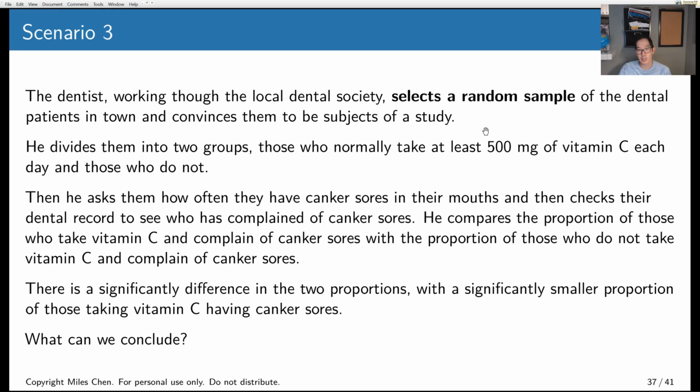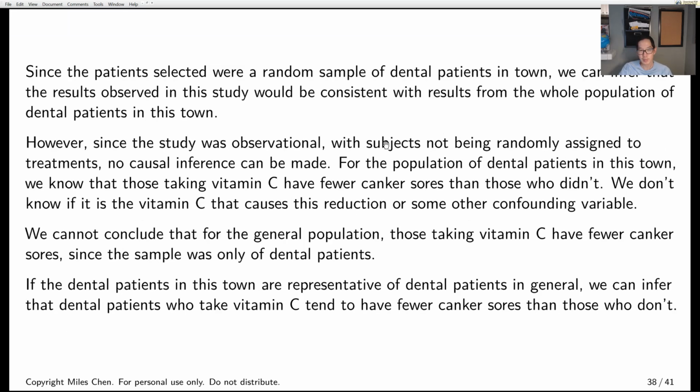Okay, here we have a random sample, but no random assignment. So now that we have a random sample, we take a random sample of the dental patients in town and convince them to be part of our study. And so here, because the patients were a random sample of dental patients in town, then we can infer that the results observed in the study would be consistent with results from the whole population of all dental patients in the town. Okay, so if we're taking a random sample of dental patients, then we can generalize to the population of all dental patients.